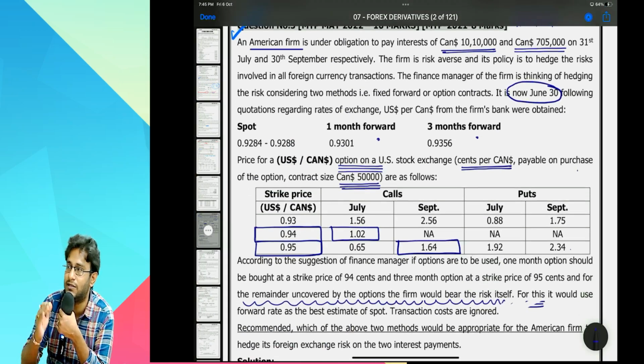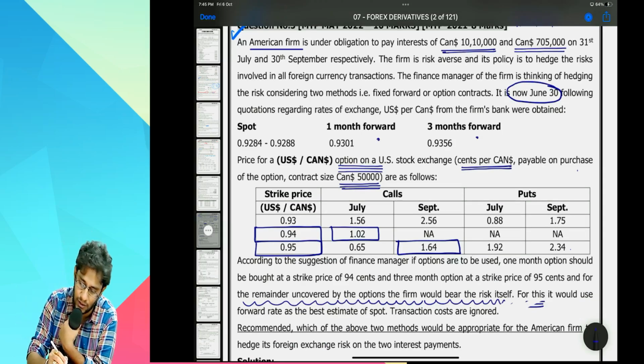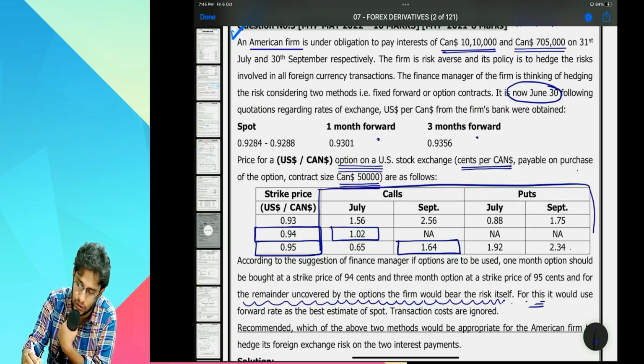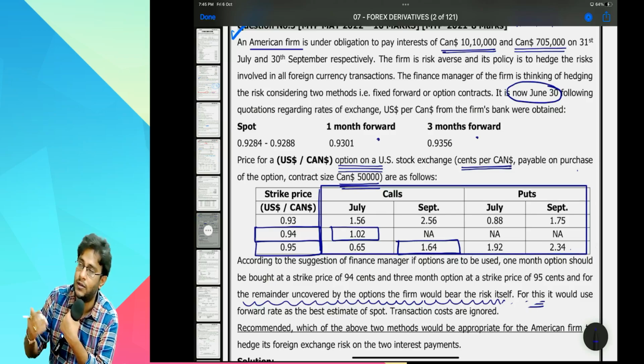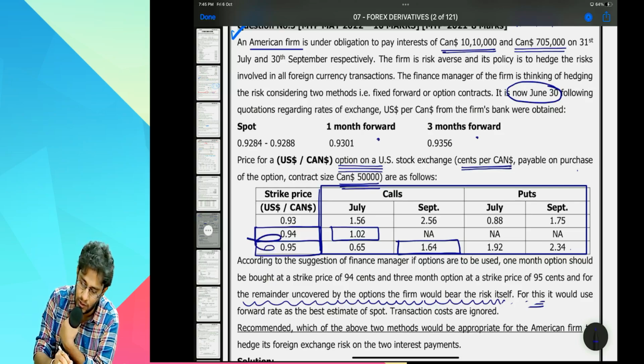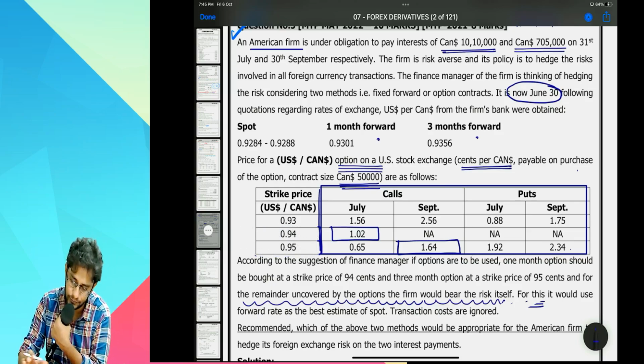That means the price is cents per CAN dollar, which means which cent? US dollar cent. So the price is given, and premiums are all given in US dollar cents. So US dollar cannot be your underlying asset. CAN dollar is the underlying asset. Directly your lot size is there. Lot size is given, so based on that lot size also you can identify. So first, this is a mistake you should avoid.